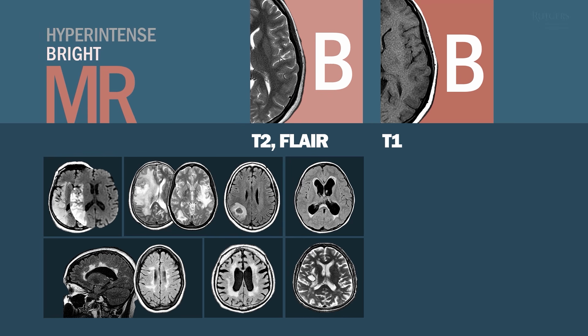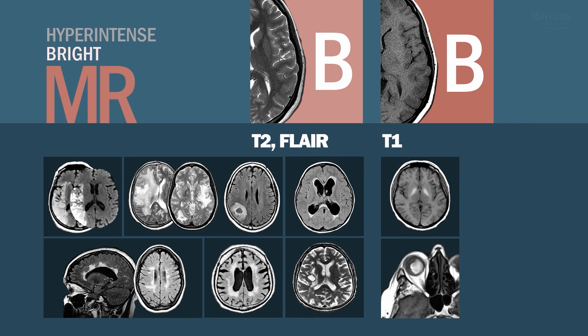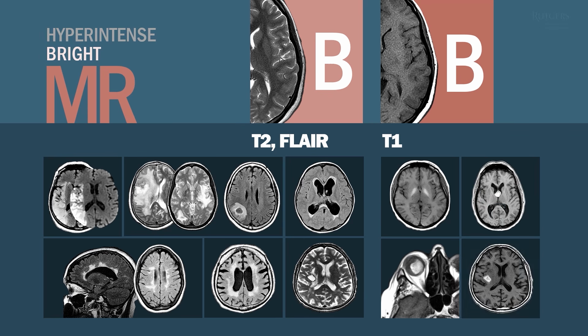T1 brightness will help you diagnose metal deposition like copper and Wilson's disease, other paramagnetic substances like melanin in this ocular melanoma, fatty lesions, which we didn't really cover, protein-rich substances like a colloid cyst, and subacute hematoma.